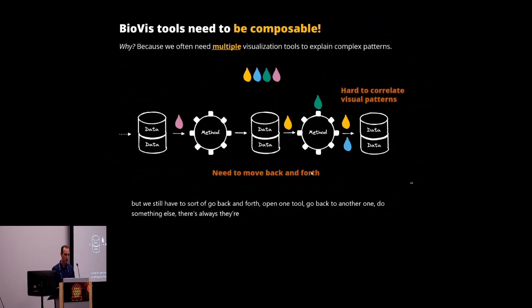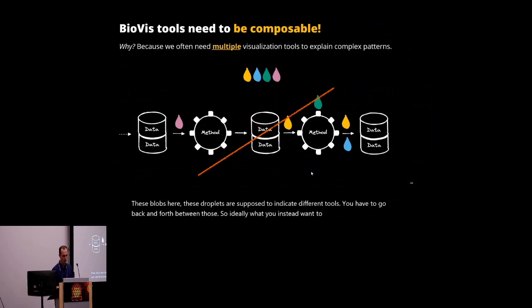And so it's hard to correlate visual patterns between two different windows, for instance, or tools. And you need to go back and forth between the different, these blobs here. These droplets are supposed to indicate different tools. You have to go back and forth between those.